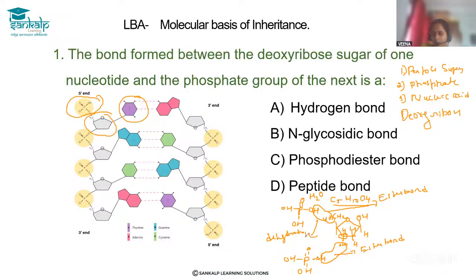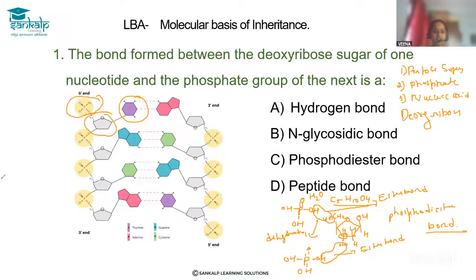So here the phosphate group forms a phosphoester, because it is forming the ester bond. Diester, because on two sides, at the fifth position as well as the third position, it is forming an ester bond. So diester bond. So between the deoxyribose sugar of one nucleotide and the phosphate group of the next, the bond is called the phosphodiester bond. Okay, I think now you have clearly understood the topic.